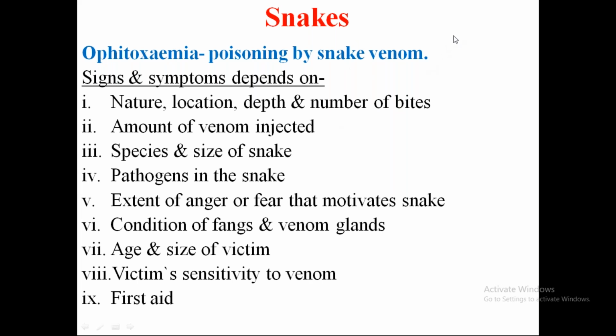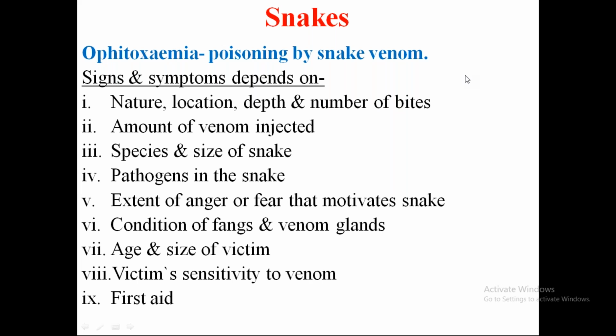Today we will look into the symptomatology and the treatment aspect of the snake bite poison. So we call it ophitoxemia. Ophitoxemia means poisoning by the snake venom. And what are the signs and symptoms of this poisoning? They depend upon the nature, the location, and depth and number of bites.